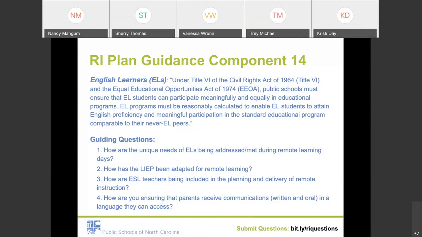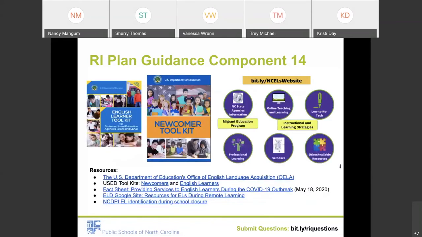I'm going to turn it over to Ms. Zatlee Stocks, who is ESL Title III consultant for the eastern part of the state, and she's going to talk through some resources that we have that should be extremely helpful as you think about your plan.